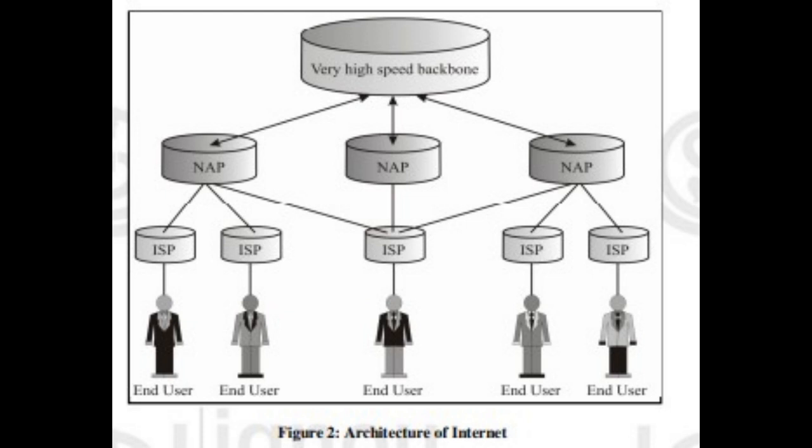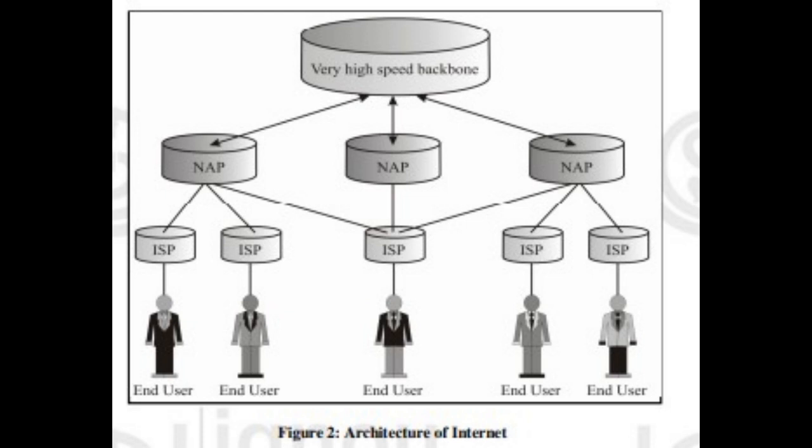1.2.7 Architecture of the Internet. Internet is organized to form a hierarchy. At the top, there is a very high-speed backbone, and at the other end, there are users. There are network access providers, NAP, and Internet Service Providers, ISP, at the intermediate level as shown in Figure 2. Look at the screen. Figure 2. Architecture of Internet.